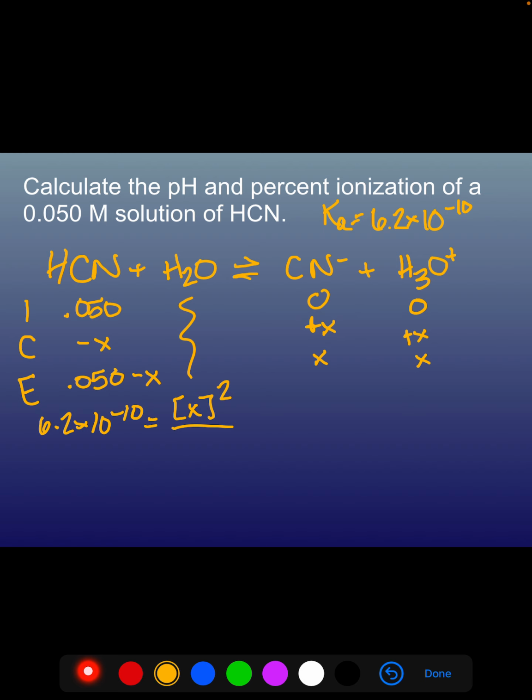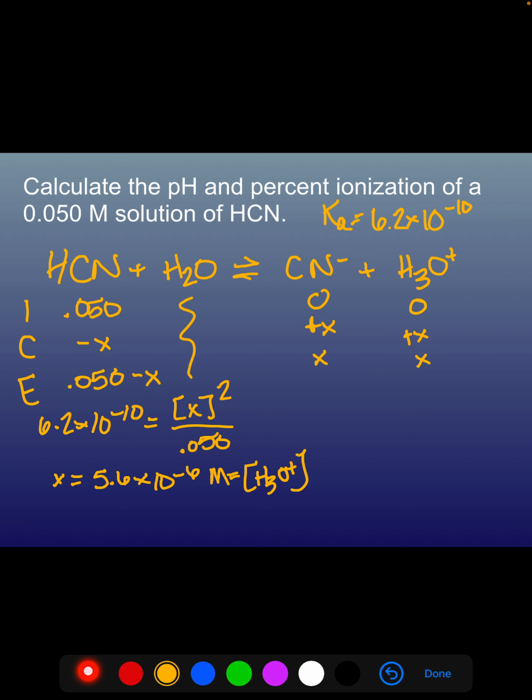We can ignore X here because our concentration would be to the negative 2nd power, and our K value is to the negative 10th. So we would multiply by the 0.050 and then take the square root. And here we would get that our X value is equal to 5.6 times 10 to the negative 6th molar, and that is equal to our hydronium ion concentration from our ice table.